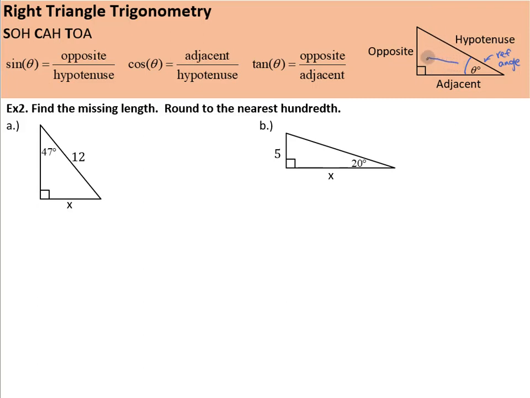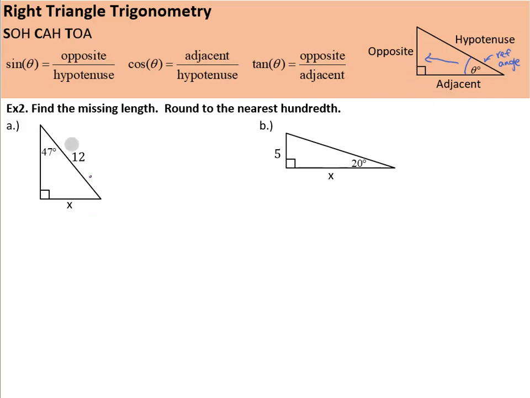So the side opposite is either across from our angle or it's the only side that angle does not touch. The hypotenuse is always opposite the right angle, and it's always the biggest length in our right triangle. And adjacent just means next to. So in other words, this is the side that's next to our angle, but not the hypotenuse.